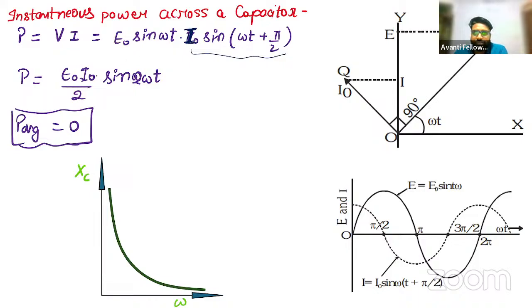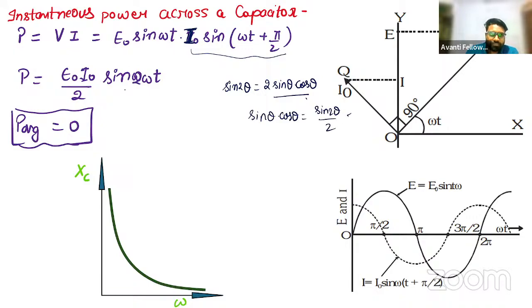ठीक है. 2 से मल्टीप्लाई 2 से डिवाइड करेंगे तो दिस विल बिकम sin 2 theta is equals to 2 sin theta into cos theta. ओके. यहां से आप देख सकते हो sin theta into cos theta, you can write it as sin 2 theta by 2. Same here we have sin 2 omega t by 2, but average, again average value of sin 2 omega t will be 0. So here it is also 0. ठीक है.